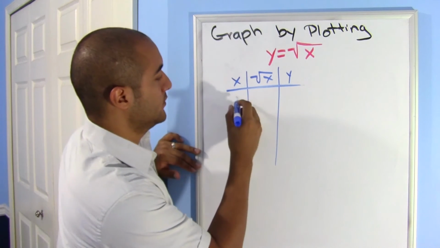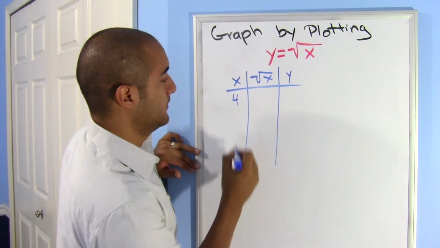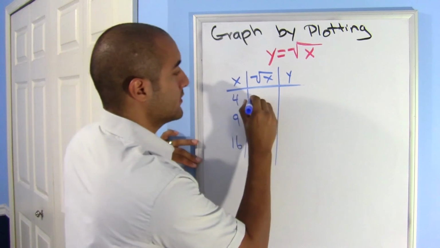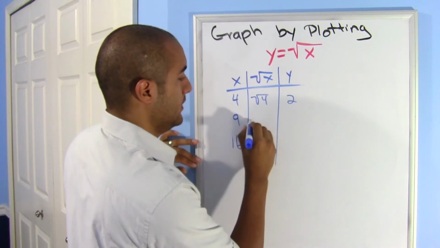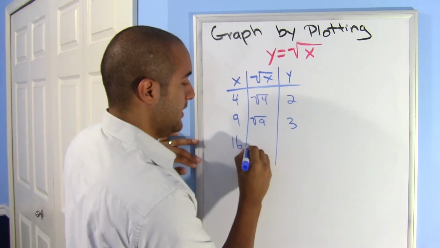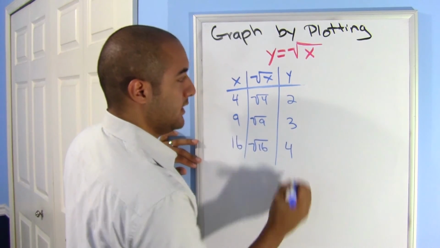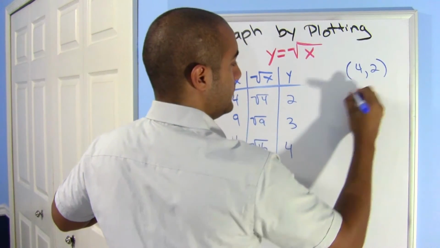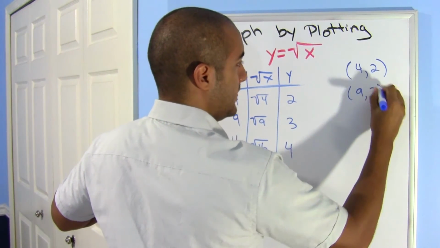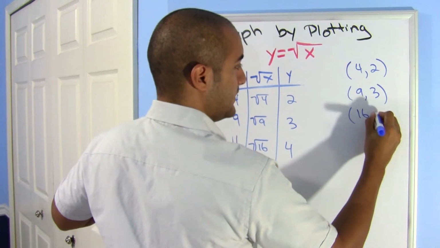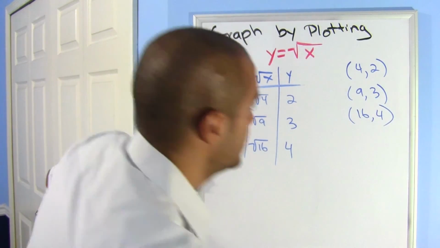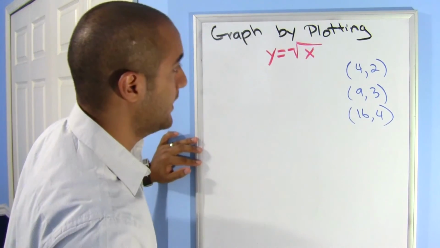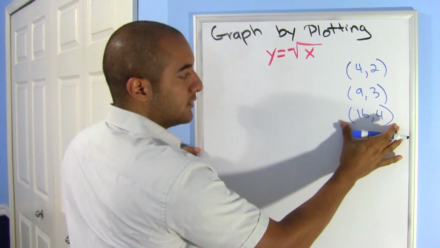So here I'm going to choose 4, 9, 16. Okay, the square root of 4 is 2, square root of 9 is 3, and the square root of 16 is 4. So here are my coordinates: 4, 2, 9, 3, and 16, 4. Let's make room. Notice that these numbers are positive.